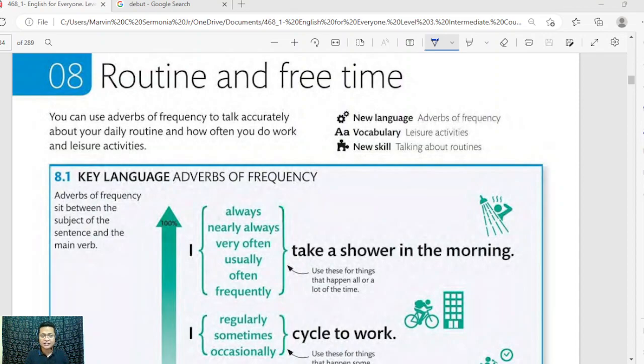So in the first lesson that I shared, I actually shared with you how to construct question tags. And I also shared with you what kind of language we need to use in formal and informal occasions. This second part of the lesson will then focus on the adverbs of frequency. So this chapter is entitled Routine and Free Time, basically because the adverbs of frequency can be used to describe the things that we always do, or the things that we do during our free time.